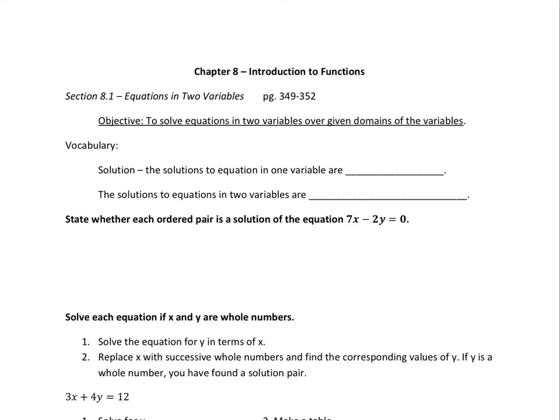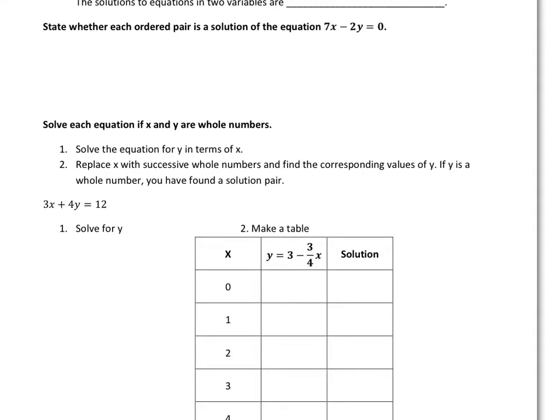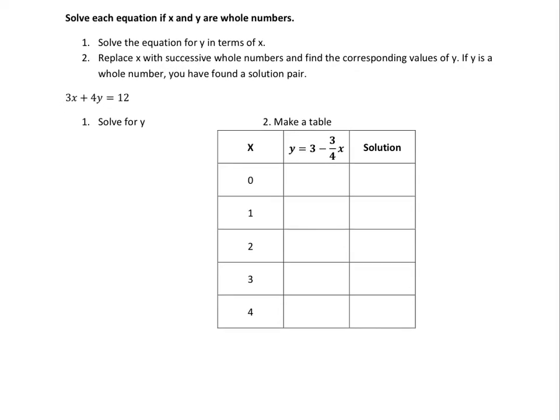Well, let's finish 8.1 today. Yesterday we talked about the difference between equations with one variable and equations with two variables. Yesterday we learned how to tell if an ordered pair was a solution to an equation. Today we're going to learn how to solve an equation given that x and y are whole numbers.